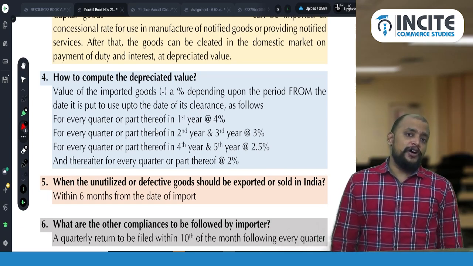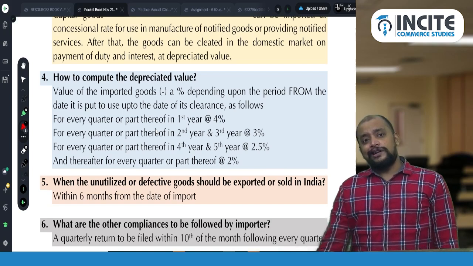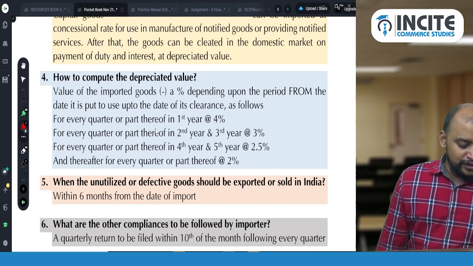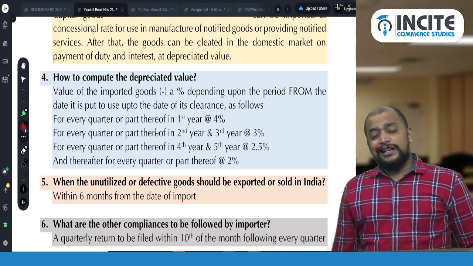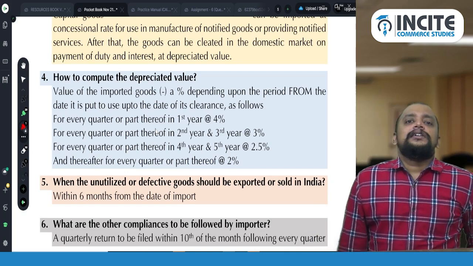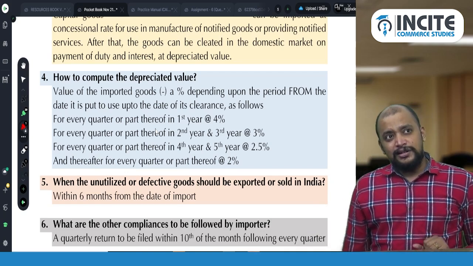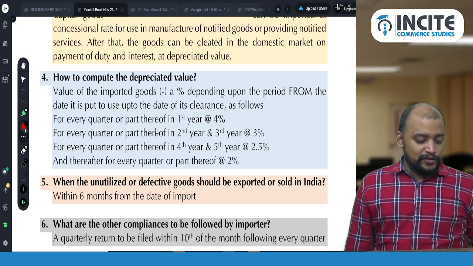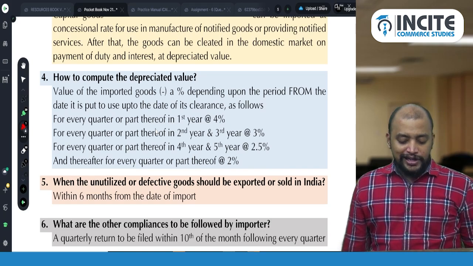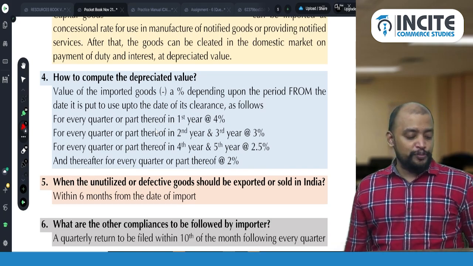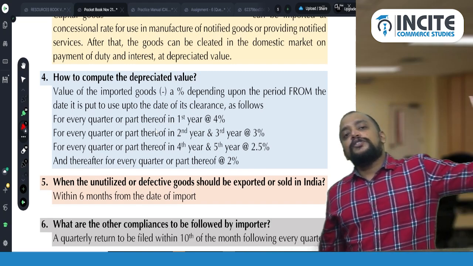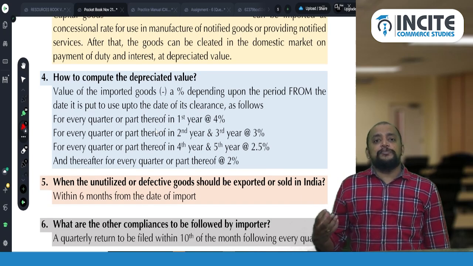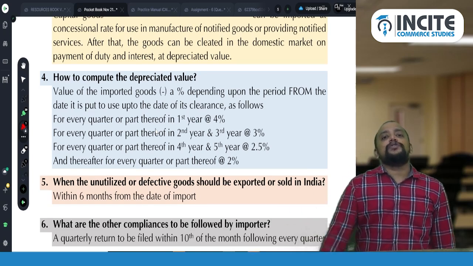Say we used it for 4 years and then cleared. So 4 years. First year fully we have used, so 16. Then second year and third year 3%. So therefore 4 plus 4, that is 8 quarters. 8 threes are 24. Okay. Fourth year 2.5. So 4 quarters into 2.5, 10. So 50%. So for 4 years of use, 50% is gone. Remaining is taken as the depreciated value. On that, customs duty is payable.